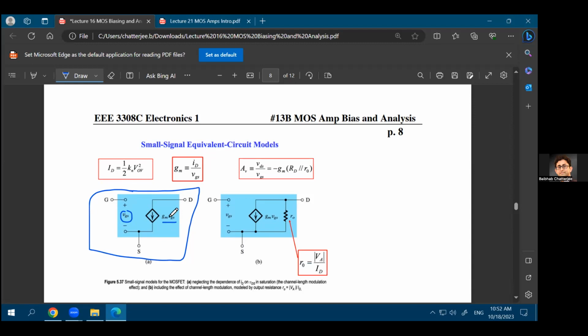And why is that again? Because with this model, we'll be trying to figure out what is the gain of your MOSFET-based circuit. And by gain, we always mean AC gain. You have a sine wave at your input.